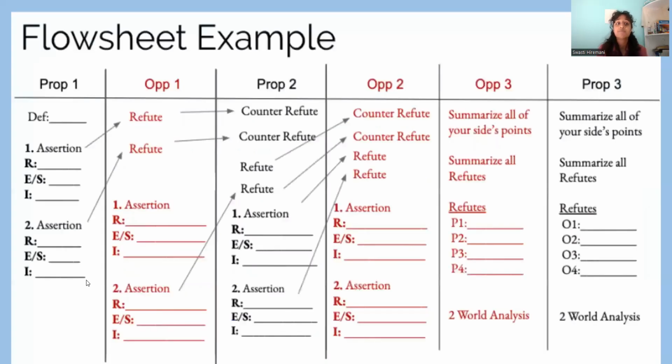For example, an ideal flow looks something like this. Each contention is quickly summarized and then directly connected to the corresponding refute or counter-refute. This makes it really easy to see big picture patterns and see how the debate shifts over time.